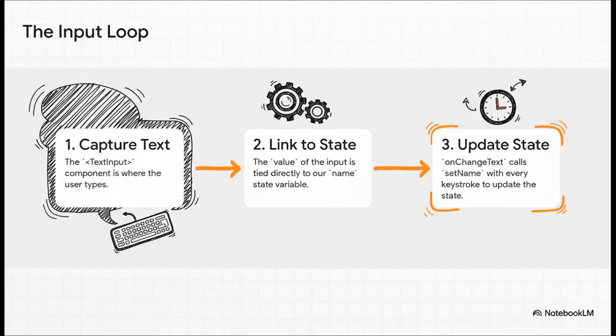So what's really going on here is this perfect continuous feedback loop. Check it out. First, the user types a character into the text input. As soon as that happens, with every single keystroke, the onChangeText function fires. It takes the new text and calls our setName function to update the state. And because the value of that input is tied directly to our name state, the UI instantly updates to show the new character. This whole cycle, user action, state update, UI update, happens so ridiculously fast that it feels completely instantaneous. That right there is the power of this whole system.